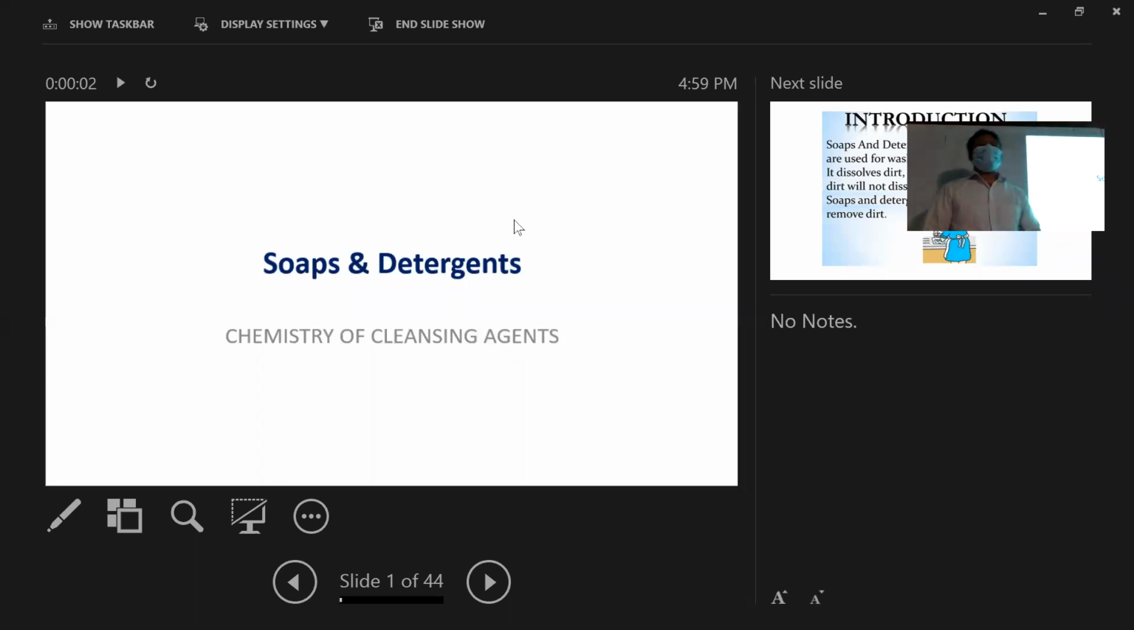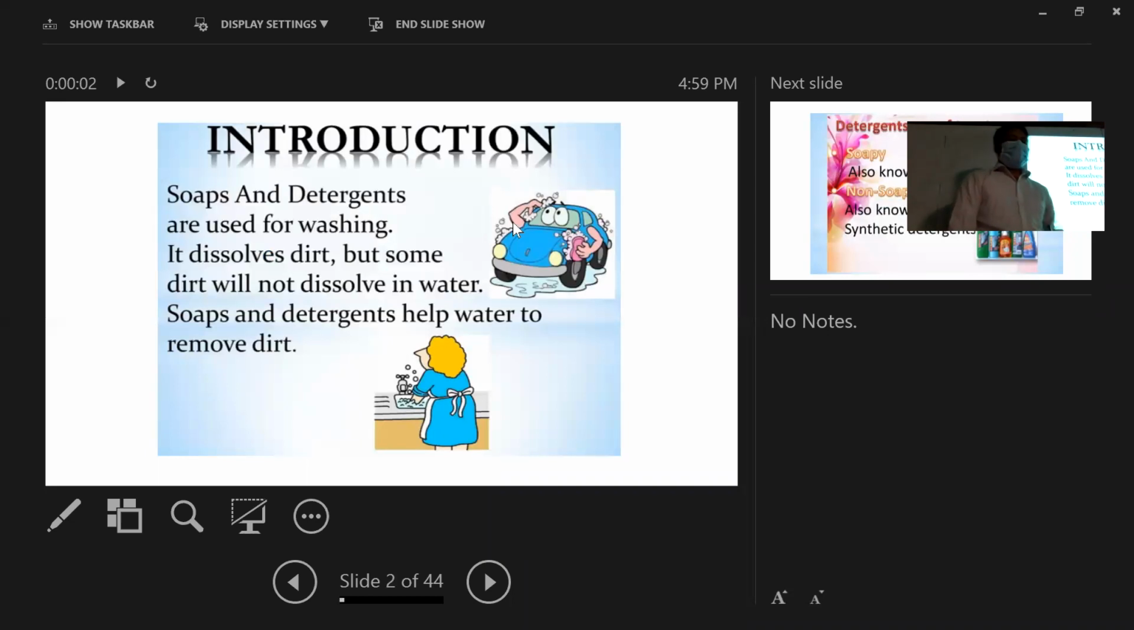So today we'll learn about soaps and detergents. That means some cleansing material. Sometimes we may have a lot of dust on our dress and other things. So how can we clean it? That means how the soap or detergent works to clean it. Soaps and detergents are used for washing.